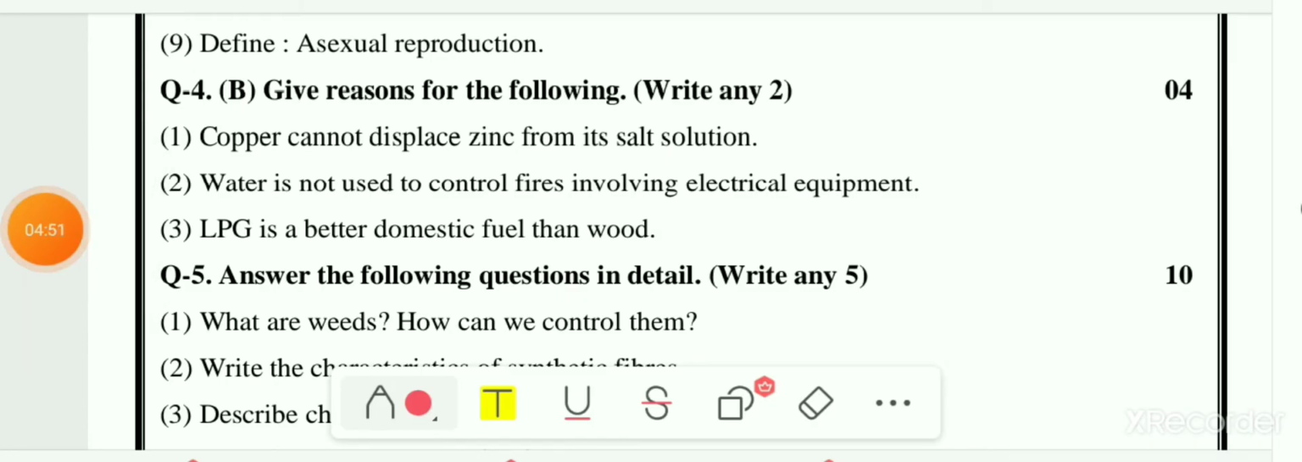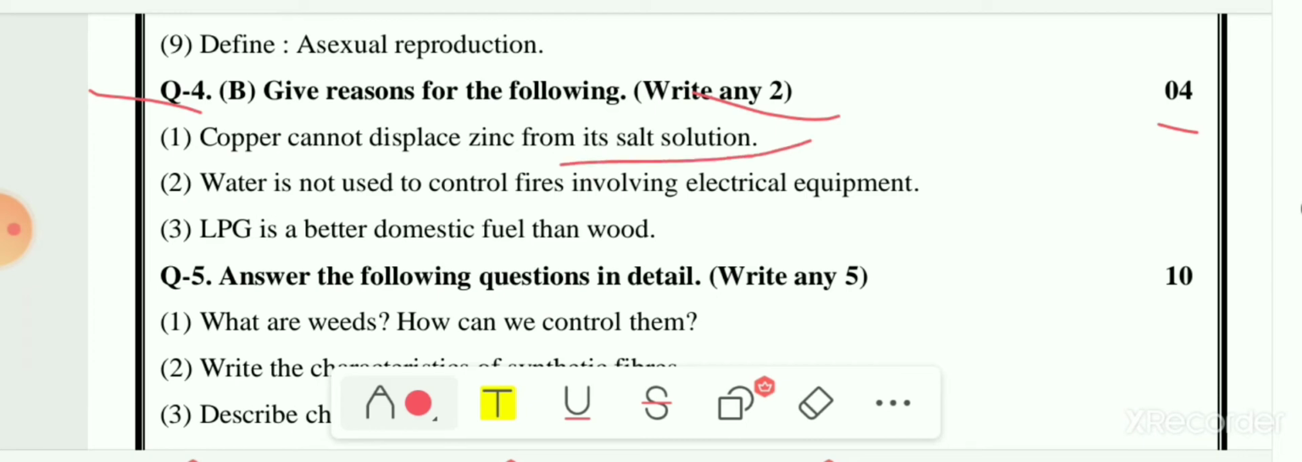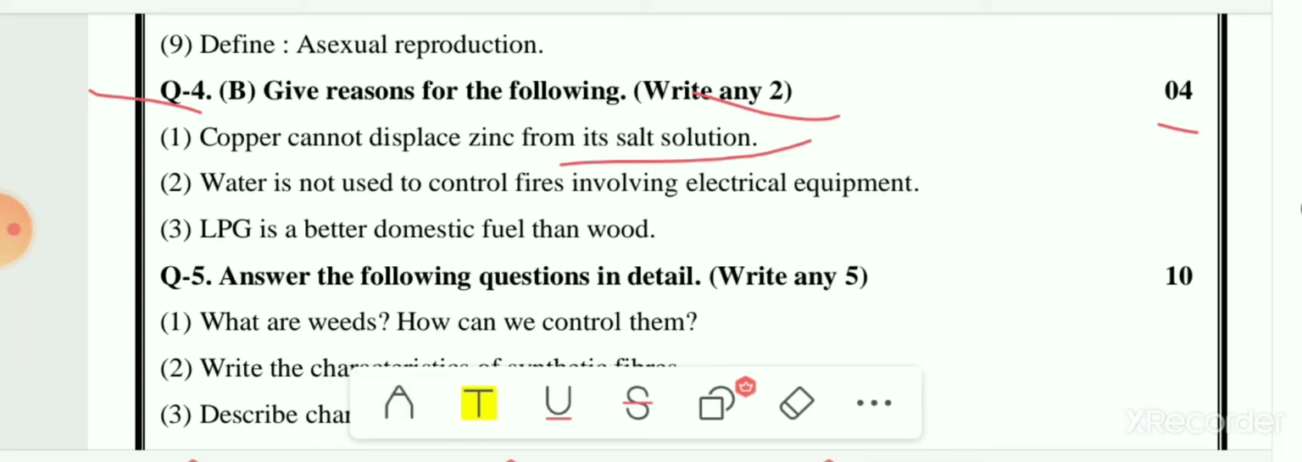In the paper, the next question was question number 4b, give reasons for the following. Here total 3 questions are given to you. You have to write any 2 and each one carries 2 marks. Let me start with the first one. Copper cannot displace zinc from its solution. Why can copper not displace zinc from its solution? Now let me see the answer.